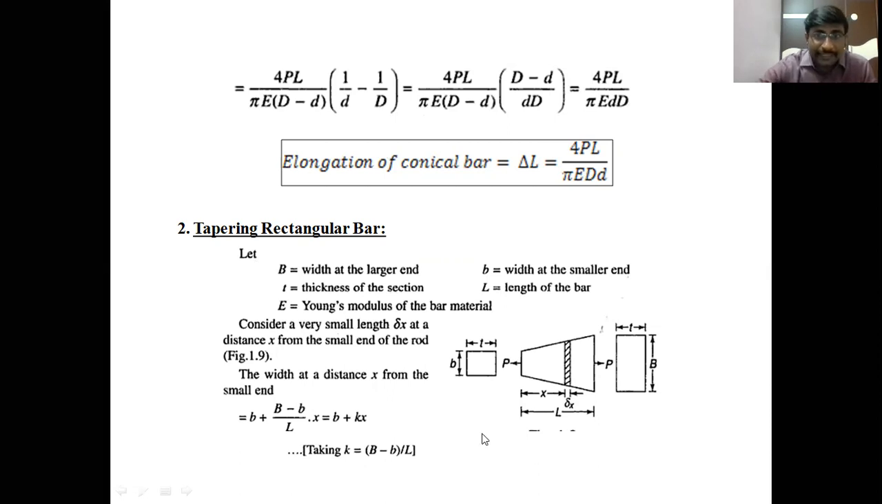Let us stop at this place. In the next class, we will discuss the elongation of tapering rectangular bar and elongation of square taper bar.